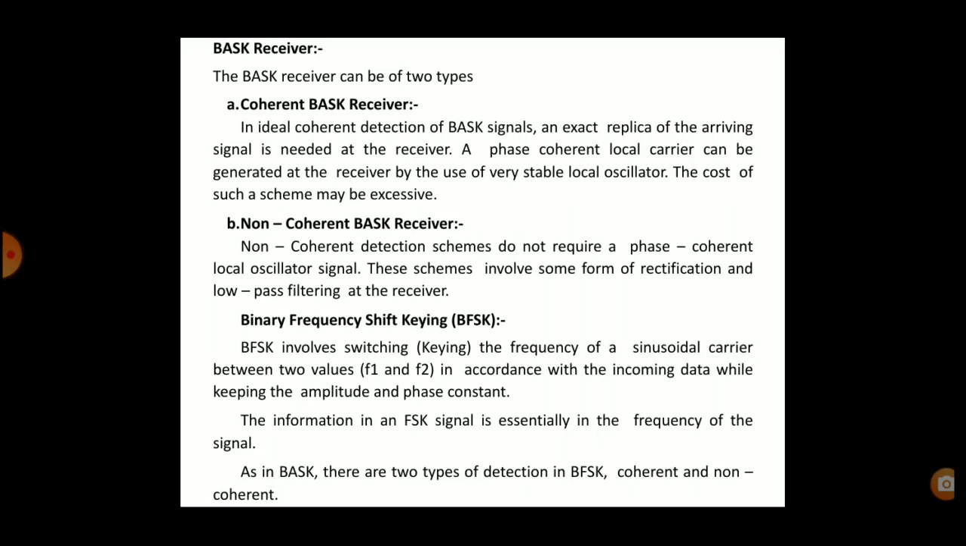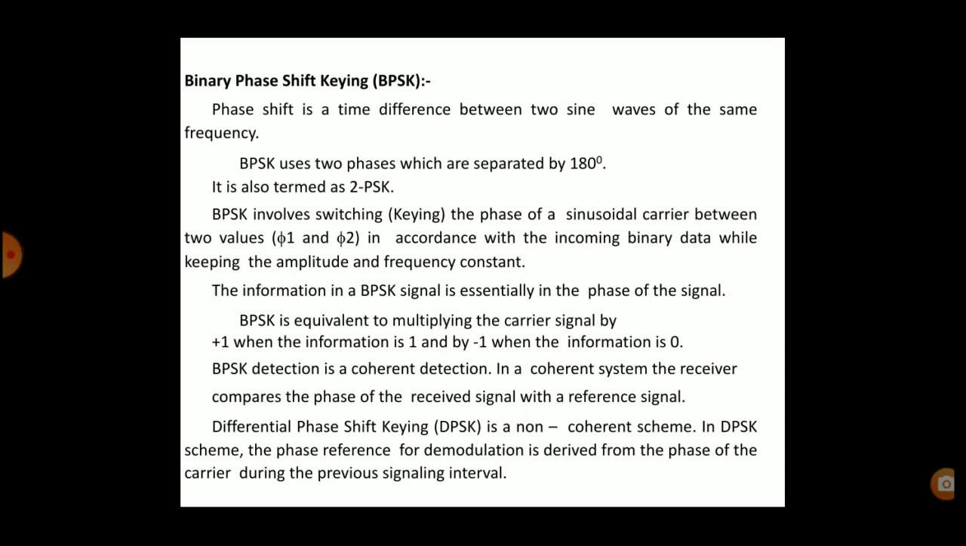Binary frequency shift keying, BFSK. It involves keying the frequency of a sinusoidal carrier between values f1 and f2 in accordance with the incoming data, while keeping the amplitude and phase constant. The information in an FSK signal is essentially the frequency of the signal. In BFSK, there are two types of detection: coherent and non-coherent.